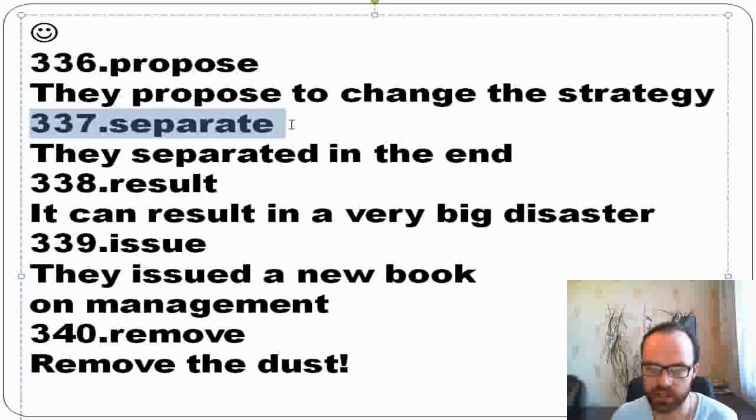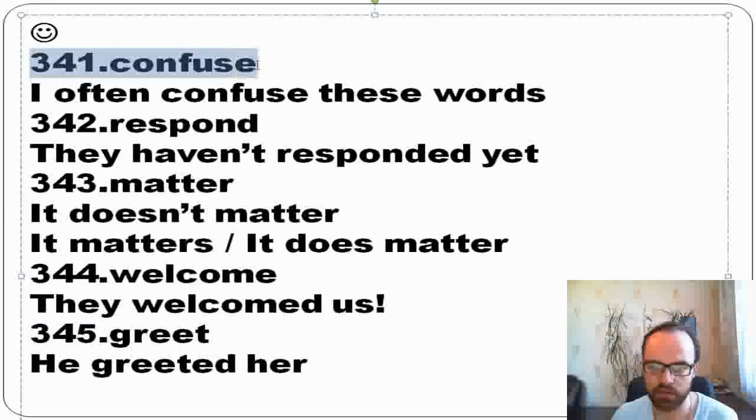Separate. They separated in the end. Result. It can result in a very big disaster. Issue. They issued a new book on management. Remove. Remove the dust. Confuse. I often confuse these words. Respond. They haven't responded yet.